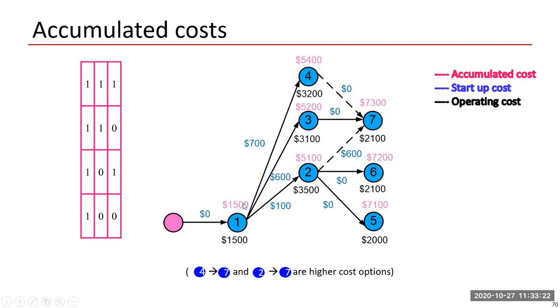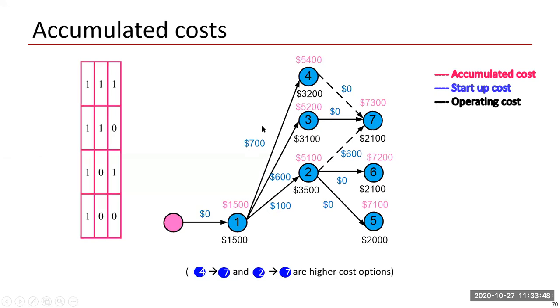So what is the cost here? If I go from here to here, how do you get 5400? How do you calculate this cost? Anyone? My production cost here is 3200. My state transition cost is 700. So that makes it 3900.